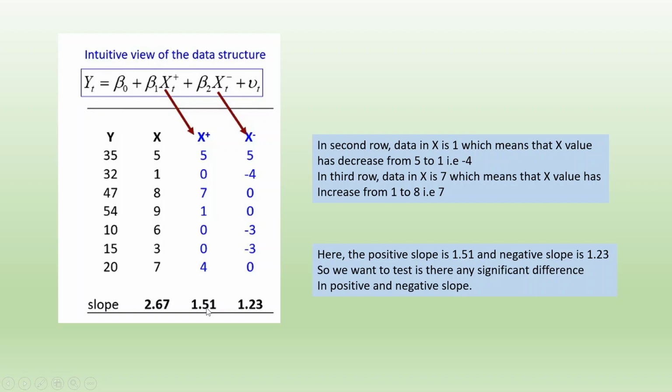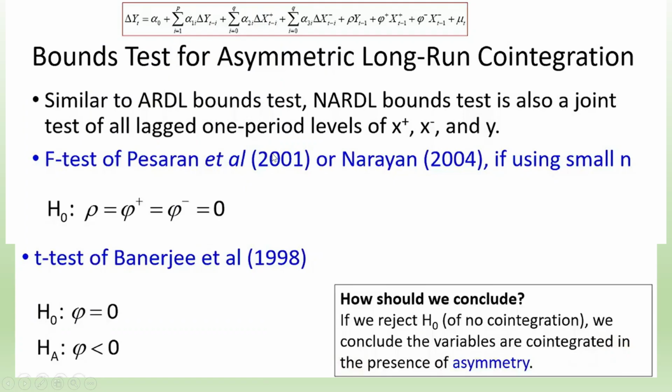So here, the positive slope is 1.51, that is beta 1, and the negative slope is 1.23, that is beta 2. So we want to test whether there is any significant difference between the positive and negative slopes. If the difference is significant, we will say that asymmetry exists. And if the difference is not significant, we will say that the regression equation is symmetric. We will carry out the bounds test to confirm the above positive and negative asymmetries. So our null hypothesis is that there is no significant difference between the positive and negative asymmetries. If we reject H0, we conclude that the variables are co-integrated in the presence of asymmetry.